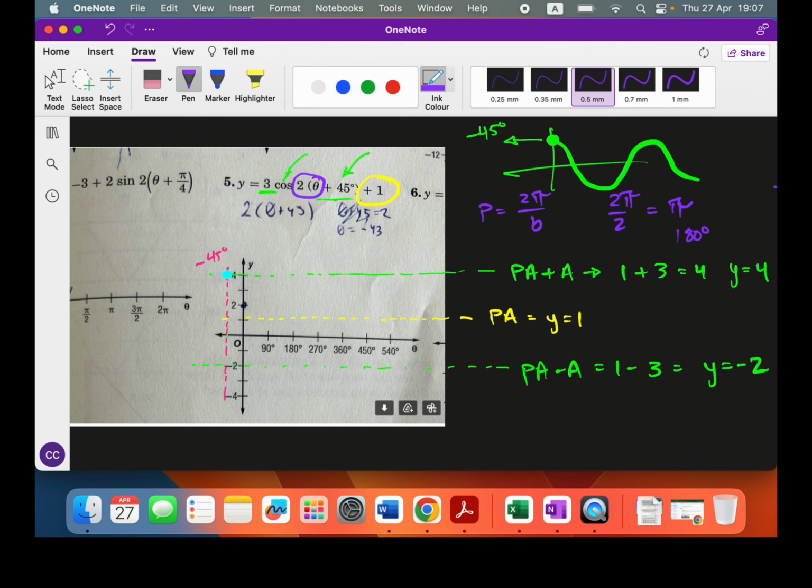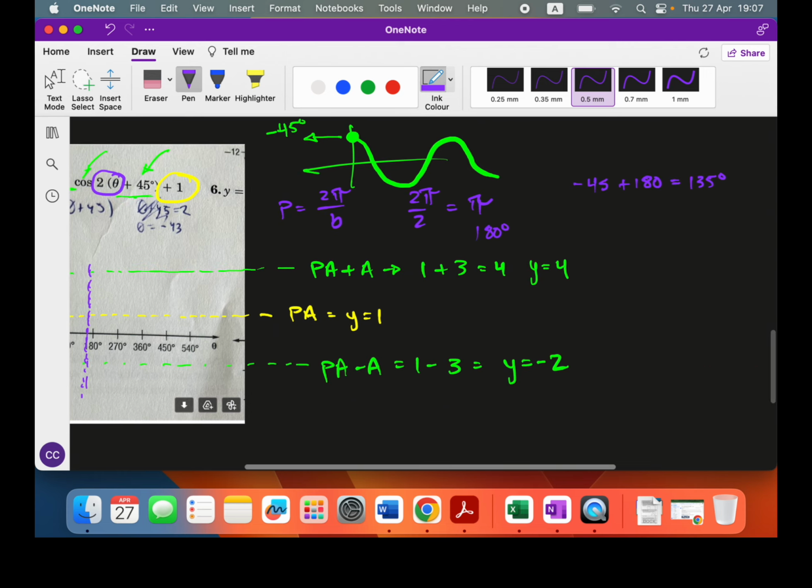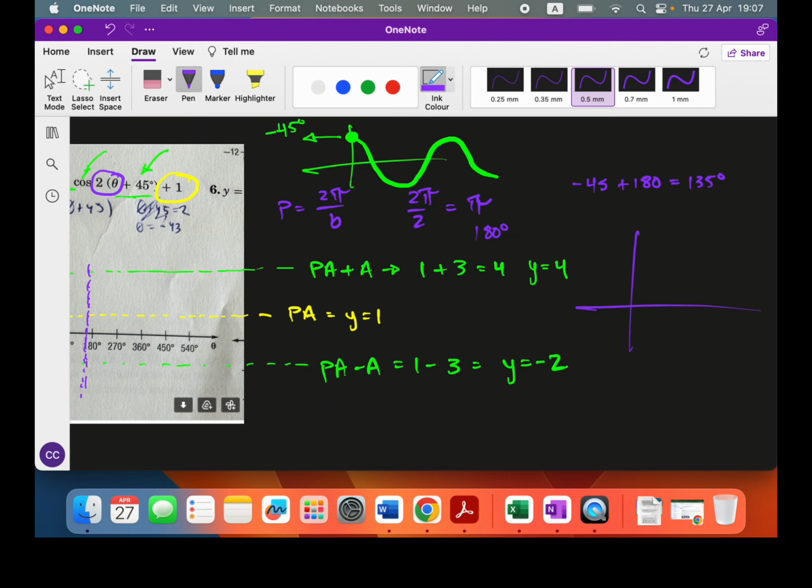So 135 is going to be, now this is an estimate just due to the fact of the numbers we're dealing with. So what that means is this function, if I just sketch that out, it's going to start at a maximum at negative 45 degrees. And by the time it hits 135 degrees, it's going to have hit my minimum and come all the way back up. So this function is going to look something like that.